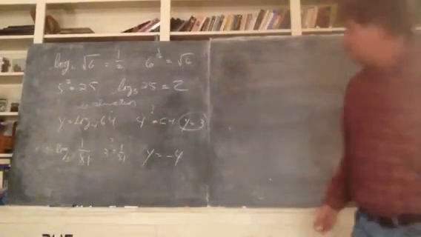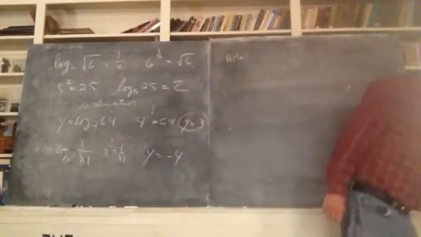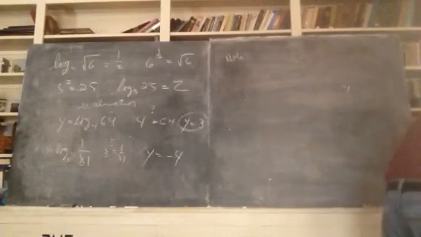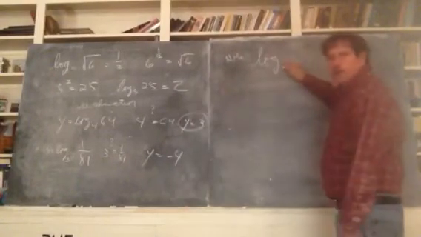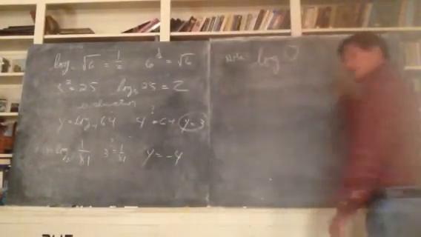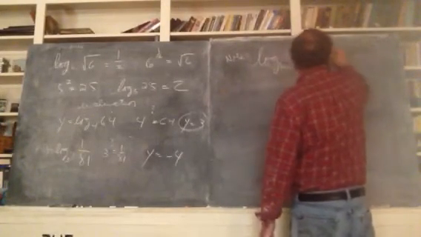Here we go. Just note, by the way, this is impossible. Log base, any base at all, of 0. You know, we'll make it a base b. This is impossible.